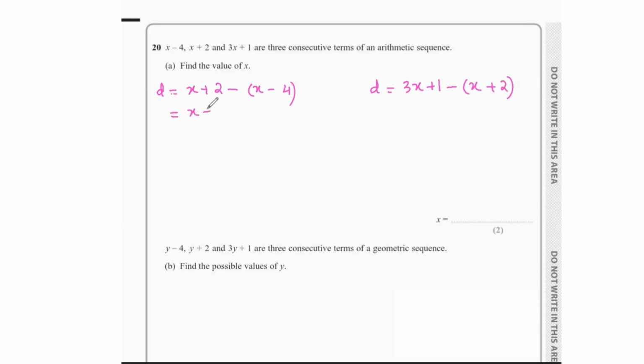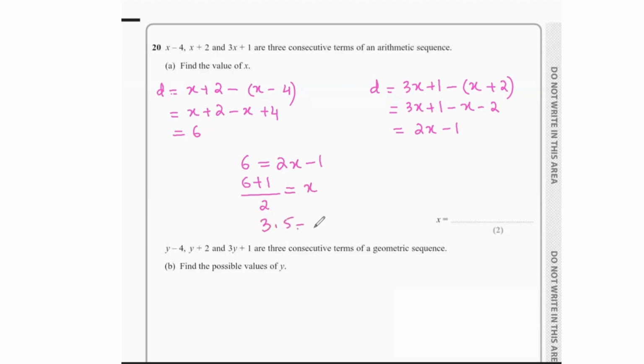So that's x plus 2 minus x plus 4, which is 6. We have 3x plus 1 minus x minus 2, which is 2x minus 1. Since the difference is common, that means 6 equals 2x minus 1. 6 plus 1 over 2 equals x, which is 3.5. That is your answer.